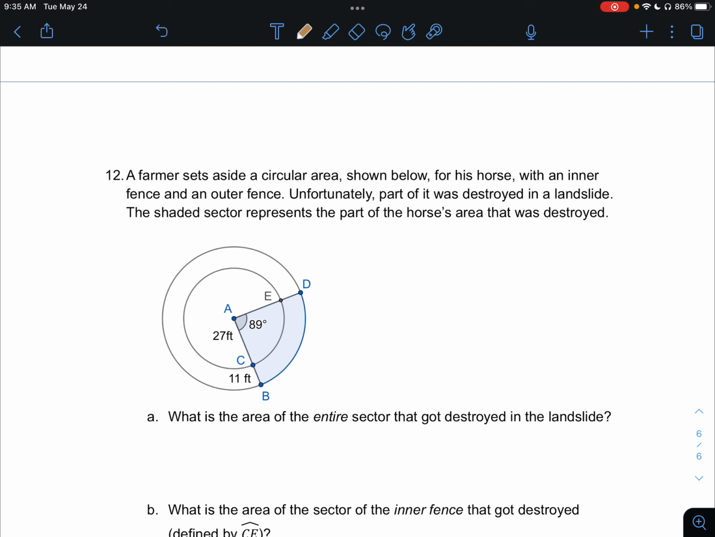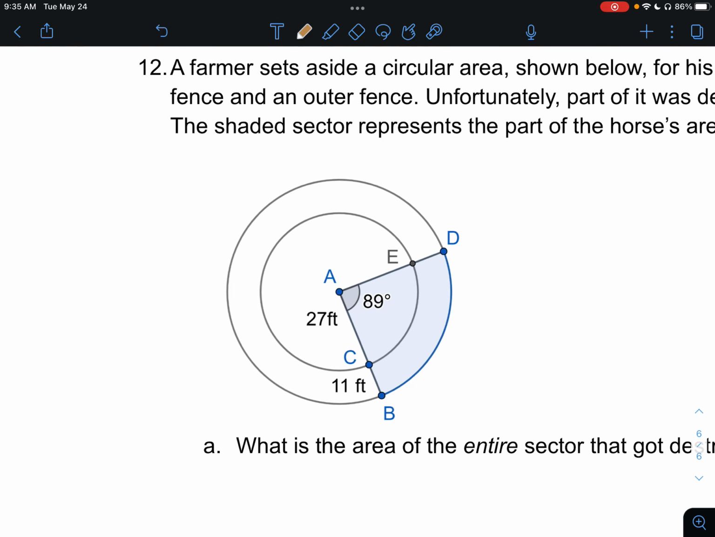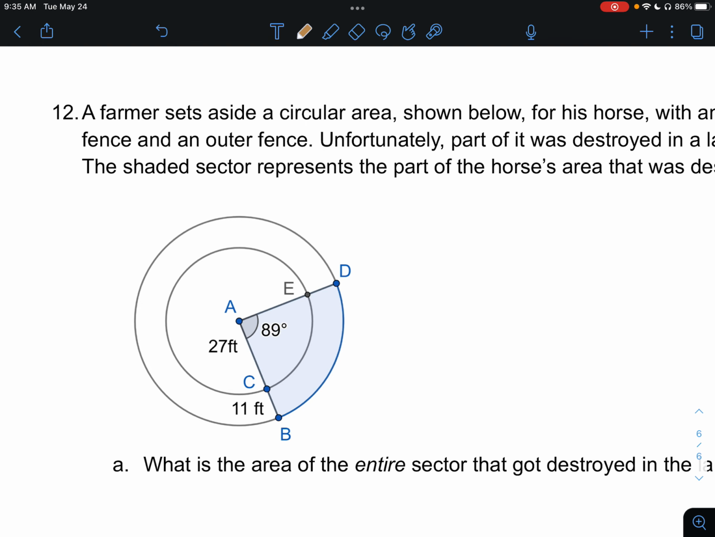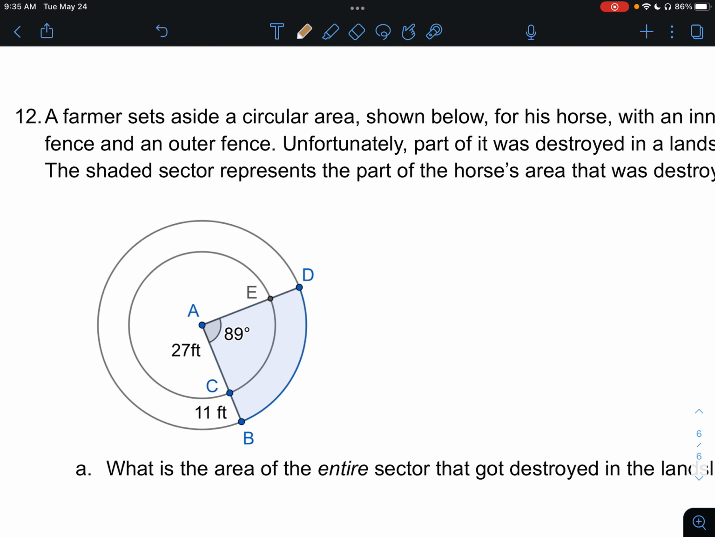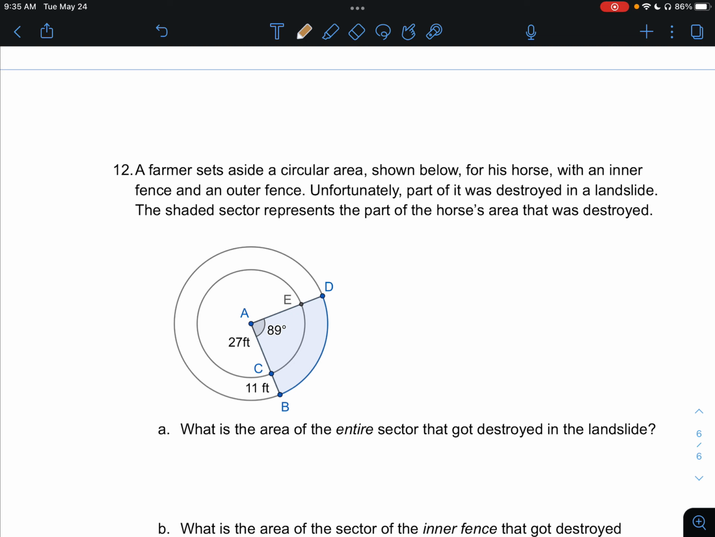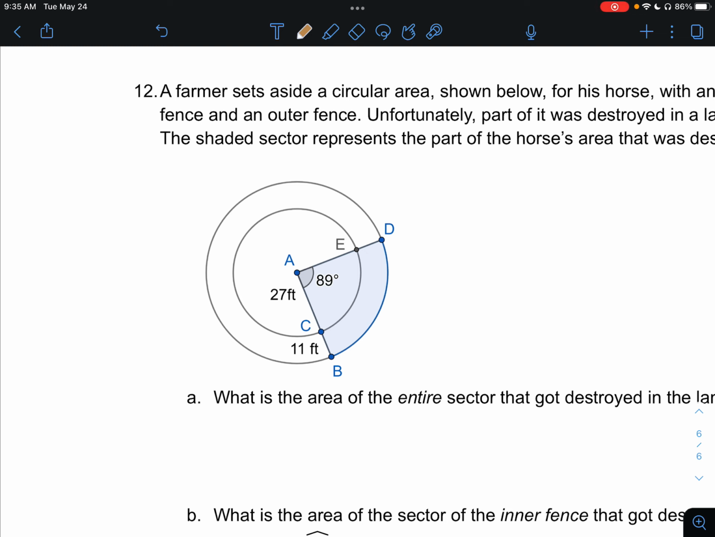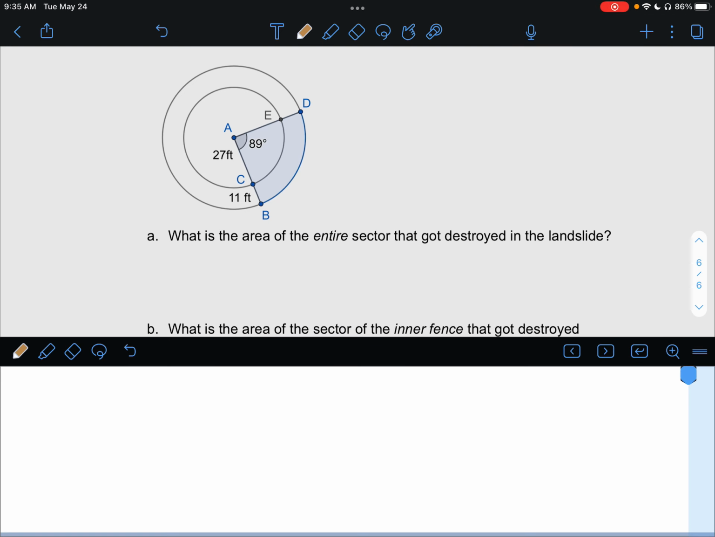So the farmer sets aside the circular area for his horse with an inner fence, which we can see has the E and the C on it, and the outer fence with the D and the B on it. Unfortunately, part of it was destroyed in a landslide. The shaded sector represents the part of the horse's area that was destroyed, and I apologize that it's not really coming up as shaded on your sheets, but it is this sector here. We want to know what is the area of the entire sector that got destroyed in the landslide.